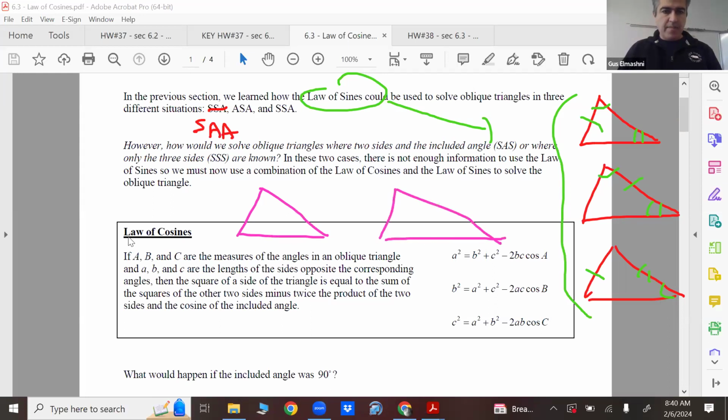However, what if I gave you this? All three sides with no angles. That's clearly side, side, side, right? Or two sides with an angle in between. Here's the problem. I don't know any angles, so I can't do law of sines. If I try to do law of sines, I have two unknowns, right?